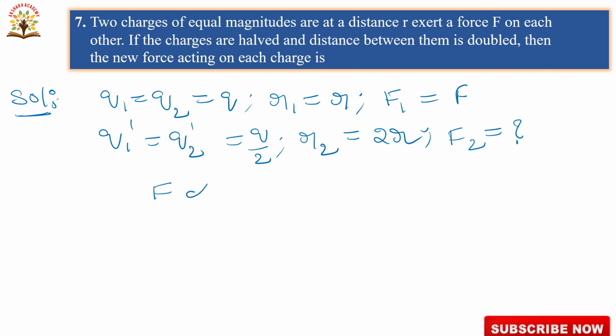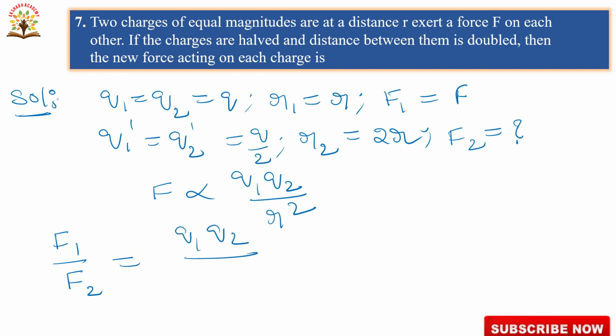According to Coulomb's inverse square law, force is directly proportional to the product of charges and inversely proportional to the square of the distance between them. So F1 by F2 is equal to Q1 Q2 by Q1 dash into Q2 dash into R2 by R1 whole square. Now we are substituting values in this.